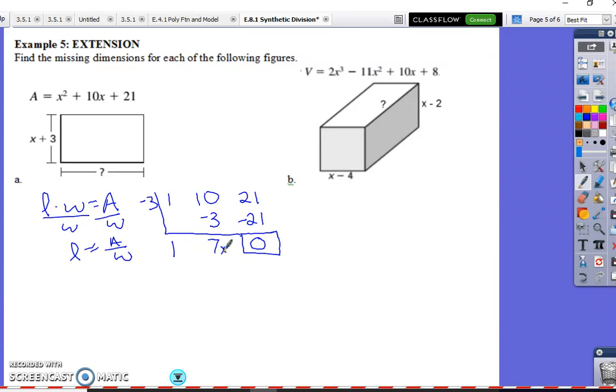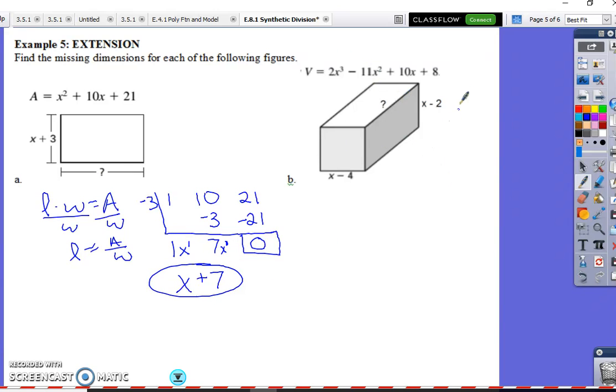So the 7 is my x to the 0 term. This is my x to the first term. So this is an answer of 1x to the first, which is just x. 7x to the 0 is just 7. So x plus 7 is my answer for the dimensions here. We don't know an exact value. We just know the dimension is x plus 7 in that case.